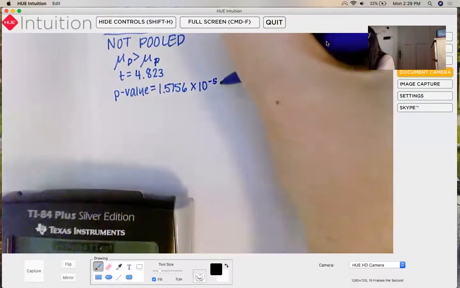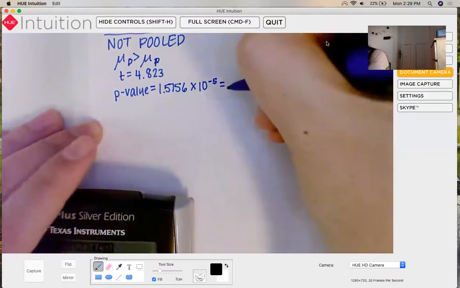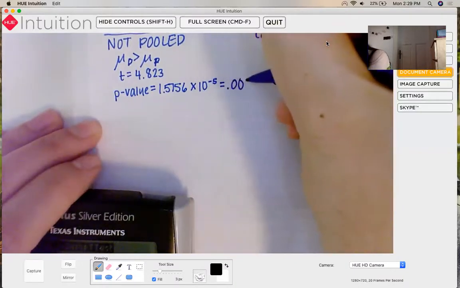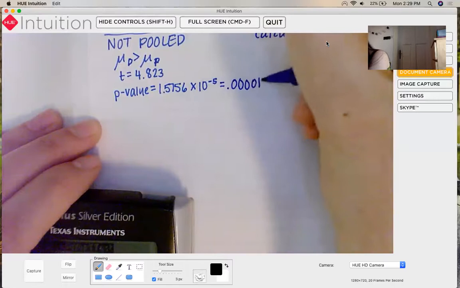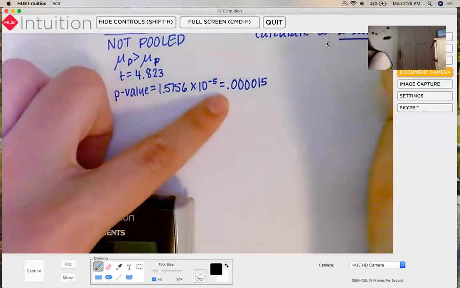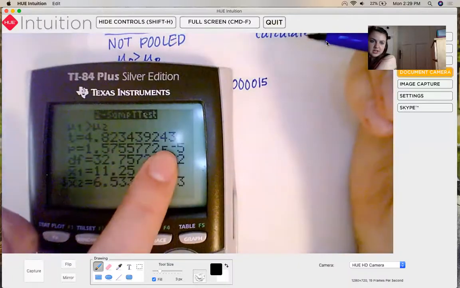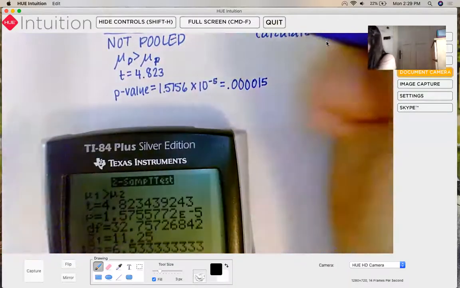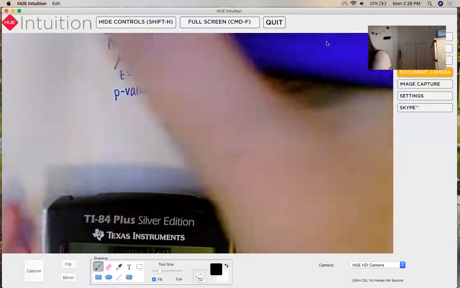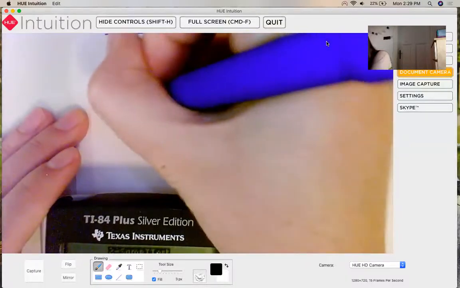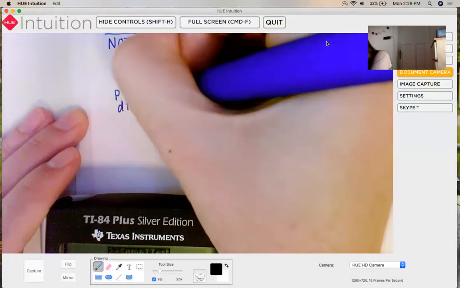So let me just show you what this number looks like. This number looks like this. That's actually a very small p-value. If you forget to notice that that negative is there, you're going to think that it's a really big p-value. So be careful. My degrees of freedom for the whole problem is 32.75.